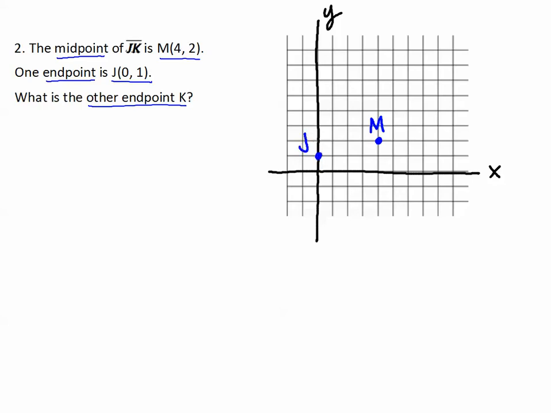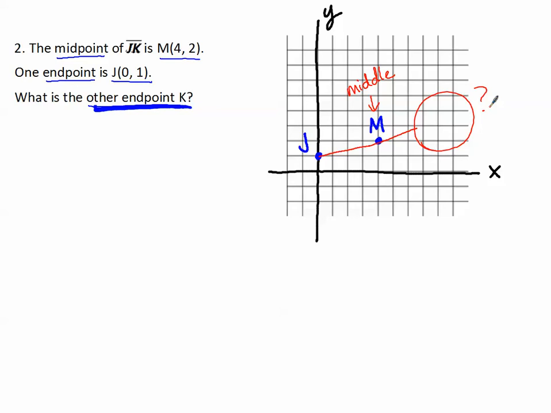Now remember that we're looking for the other endpoint, not the midpoint. The other endpoint is what we want. So this right here, M, this is the middle. M is the midpoint, the middle. So if I'm drawing my segment, it would go through the midpoint and keep going and end up somewhere around here. Now I'm not sure where yet, but it's somewhere around there.